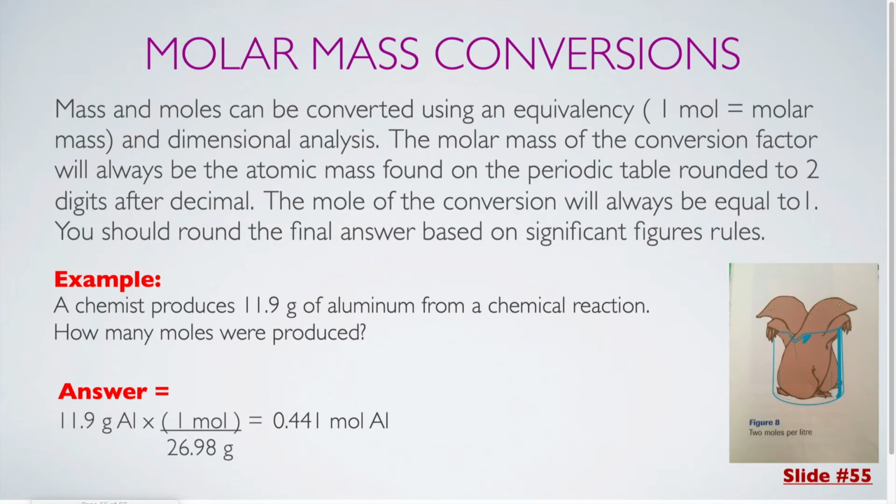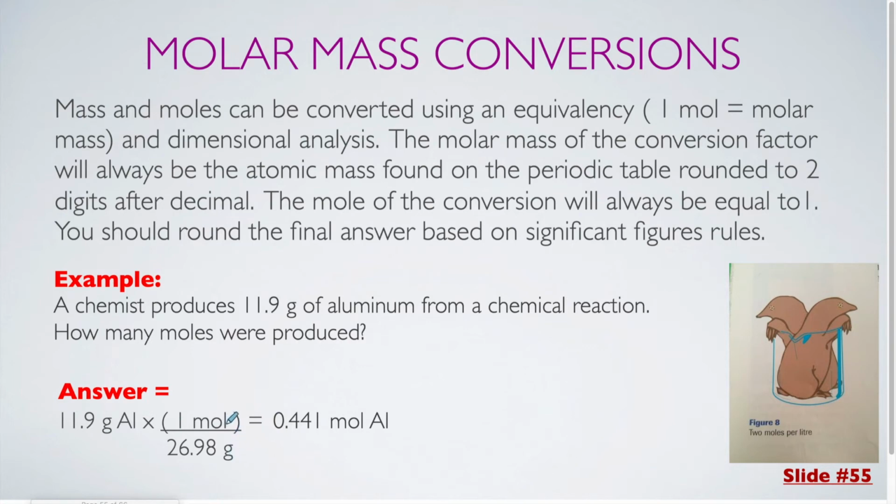So here we have an example which is already solved. A chemist produces 11.9 grams of aluminum from a chemical reaction. How many moles were produced? Since we are starting with grams, grams is going on the bottom of the conversion factor, so that's the dimensional analysis part. So we're canceling out these units on our way to a new unit of mole.